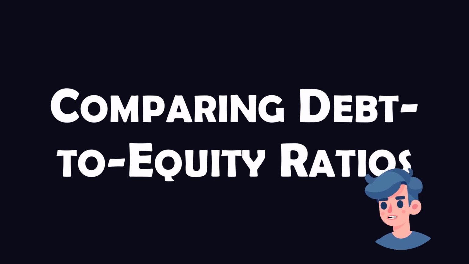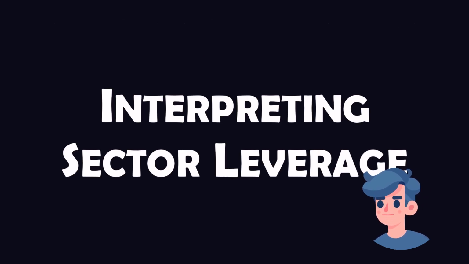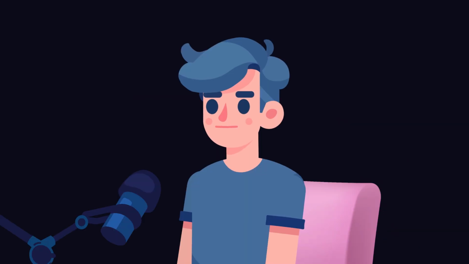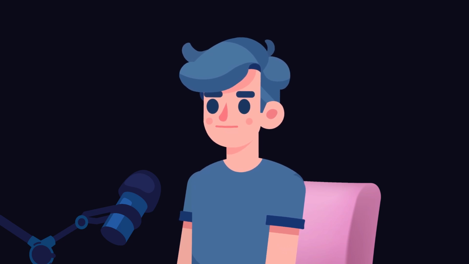Visualizing debt-to-equity ratios across different sectors can provide valuable insights. Here's a pie chart showcasing the average debt-to-equity ratios for sectors like technology, healthcare, and manufacturing. The pie chart reveals that the technology sector has the highest average debt-to-equity ratio, implying that technology companies typically have higher financial leverage compared to healthcare and manufacturing sectors.